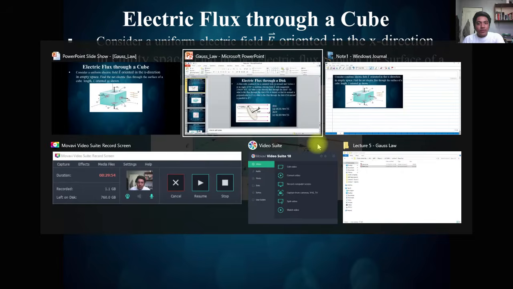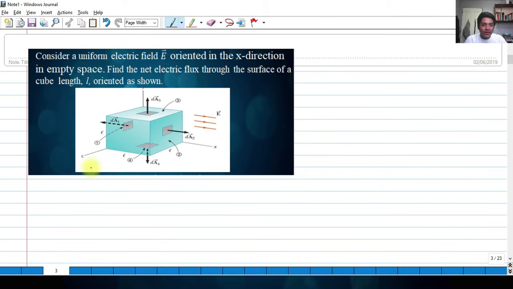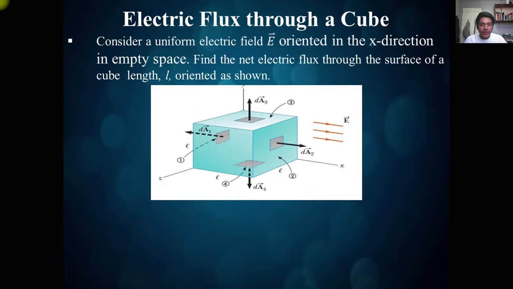Let me just put it in our notepad. So let's go back here first. The image is much clearer here. If the electric field passes through the positive x, what can you say about the electric flux at this surface with a normal vector dA sub 3? If the electric field passes in the positive x direction and we're going to find the flux on the top face of the cube, dA sub 3, the normal vector.